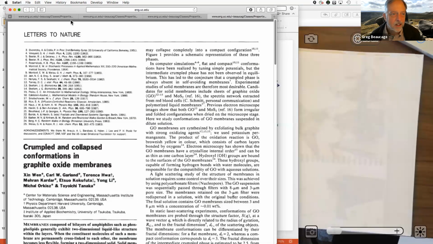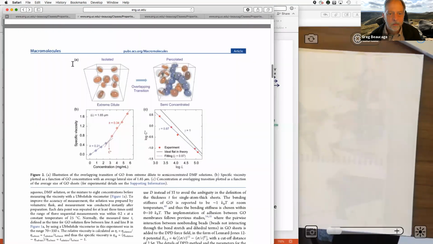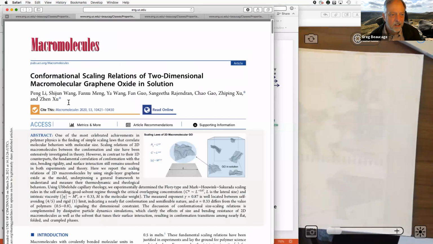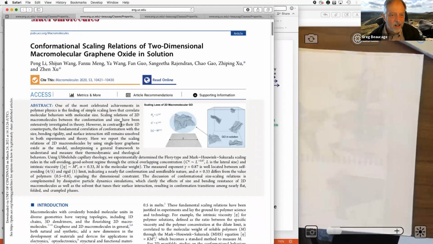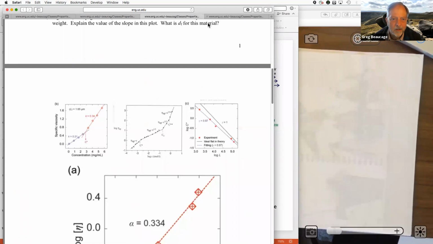So the quiz is on this paper by Lee, looking at the structure of graphene oxides. So this is a material. It was first discovered with the, let's see, there's the quiz here.